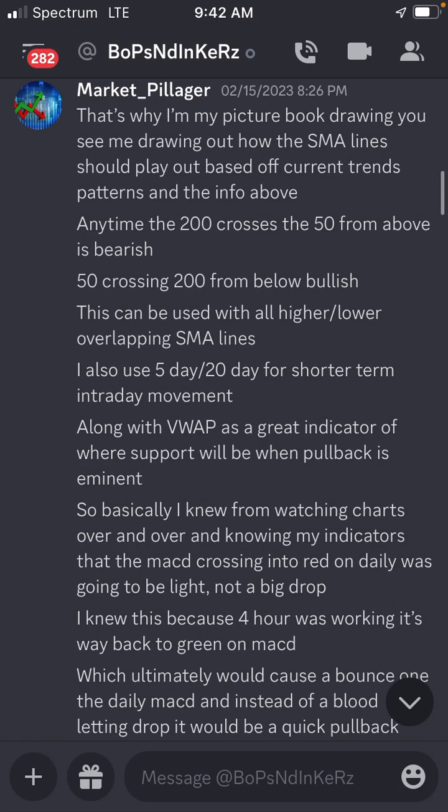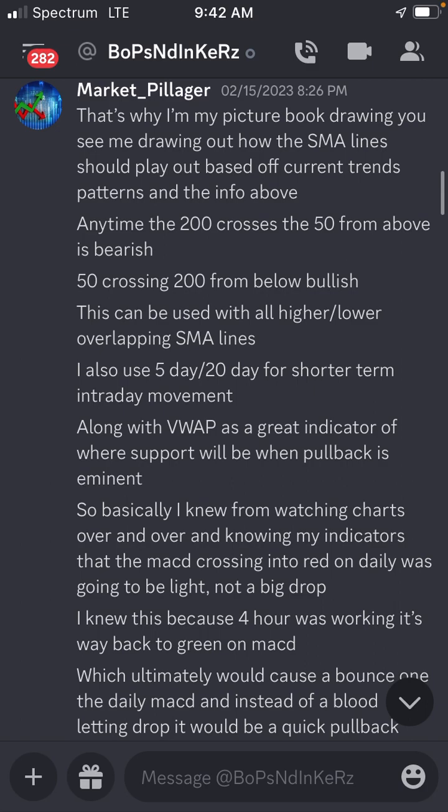Anyway, along with VWAP, a great indicator of where support will end up will be when a pullback is imminent. So basically, I knew from watching charts over and over and knowing my indicators that the MACD crossing into red on daily was going to be light, not a big drop. I knew this because the 4 hour was working its way back towards green on MACD.